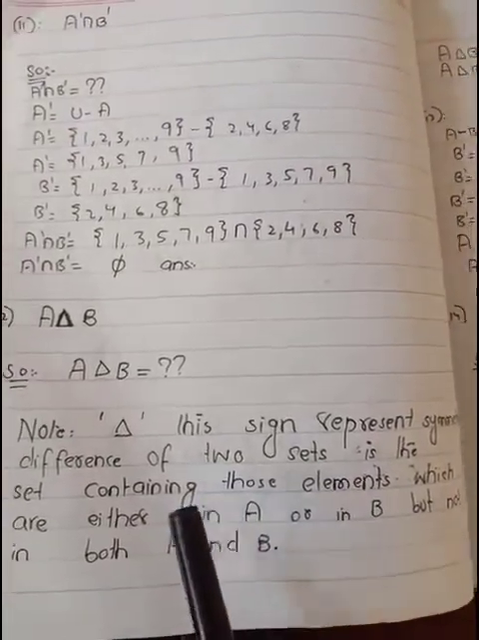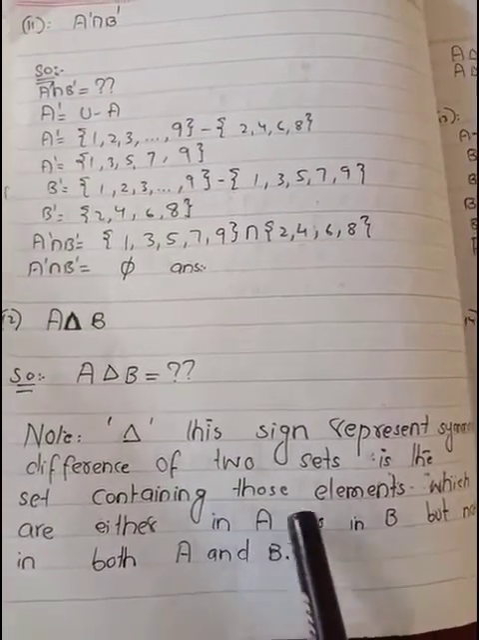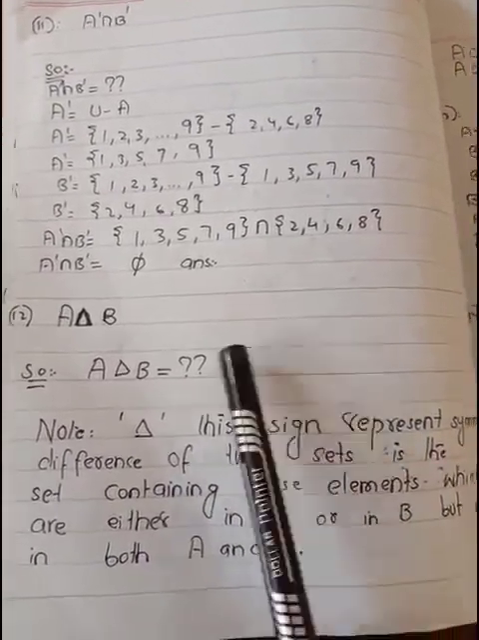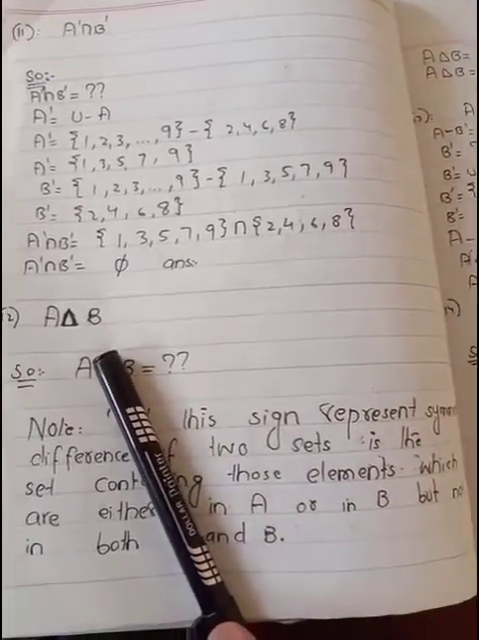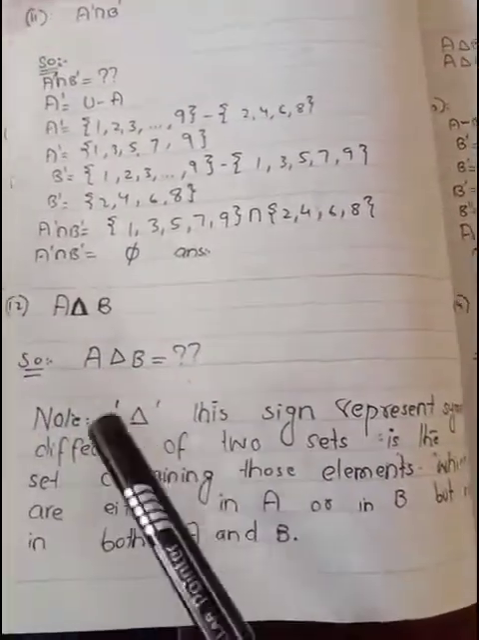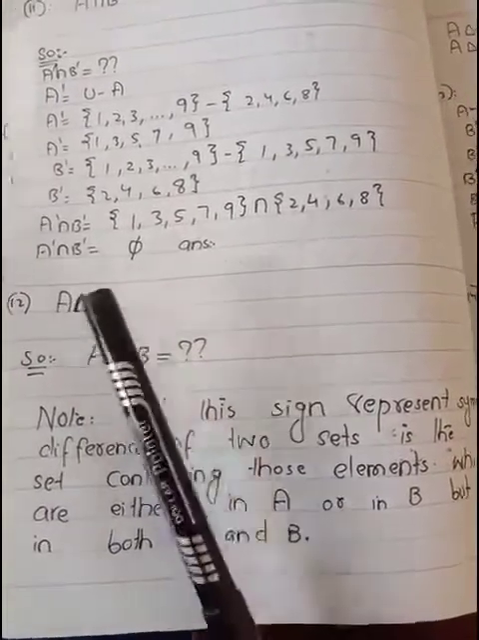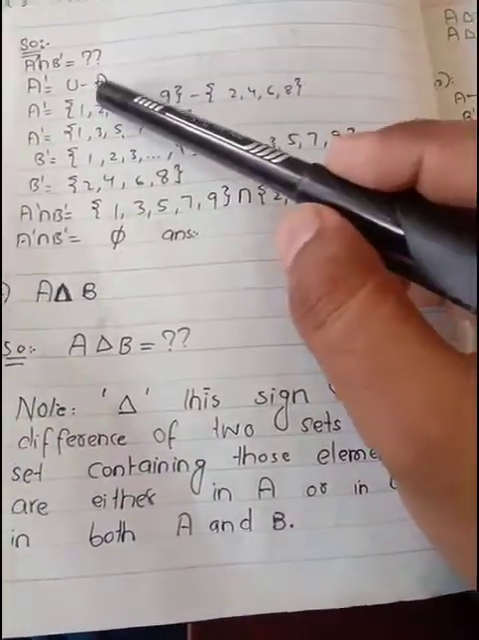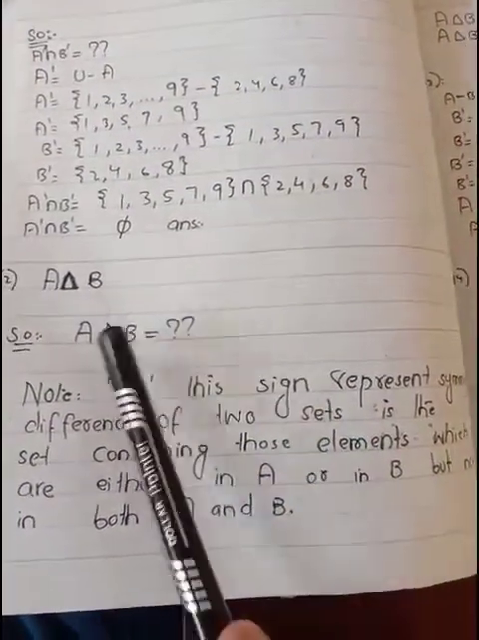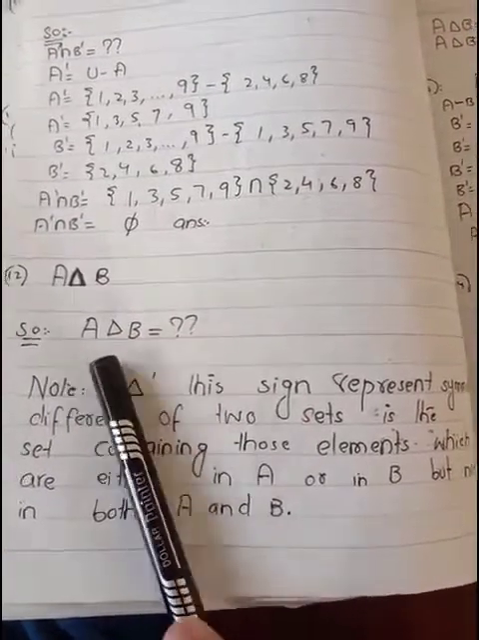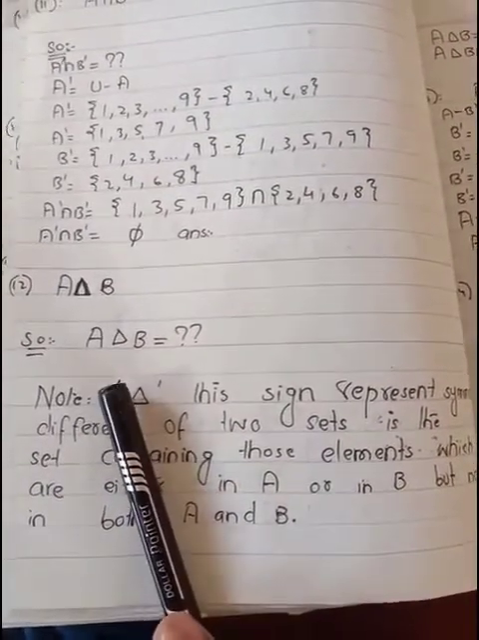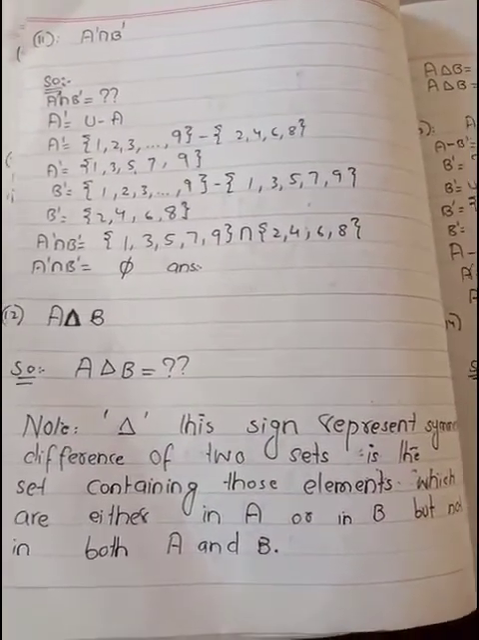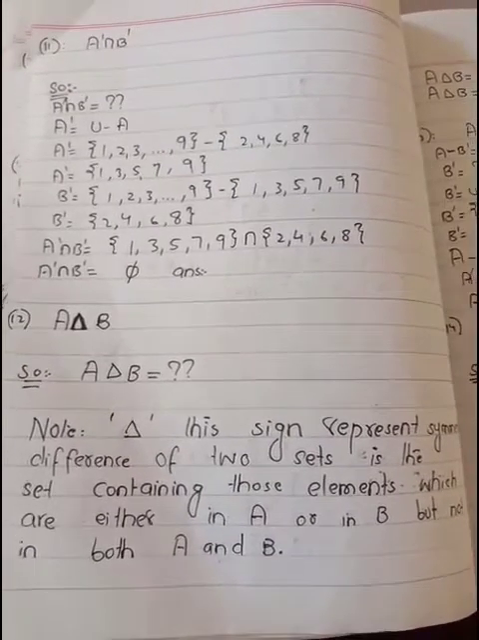We will write only those elements which are either in A or in B, but not present in both A and B. So note that there is a lot of difference between this minus and this symmetric difference. In the symmetric difference, we will not write those elements which are present in both, but we will write those elements which are present either in set A or in set B.